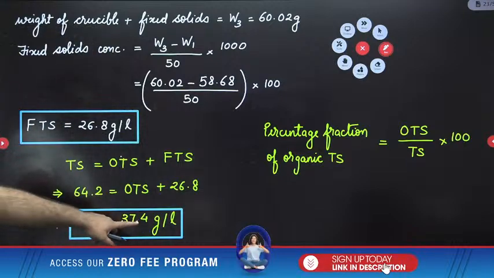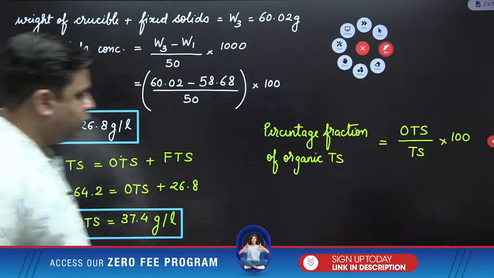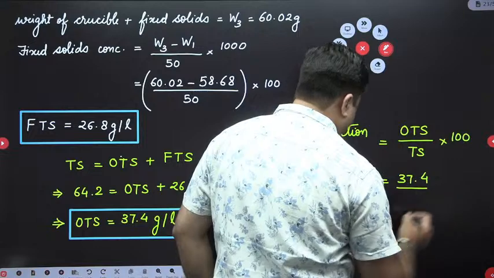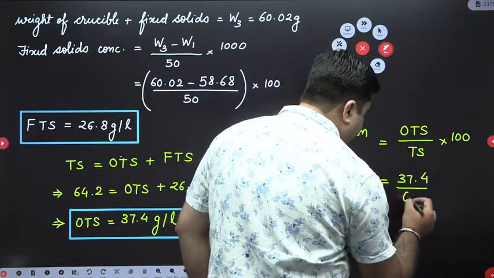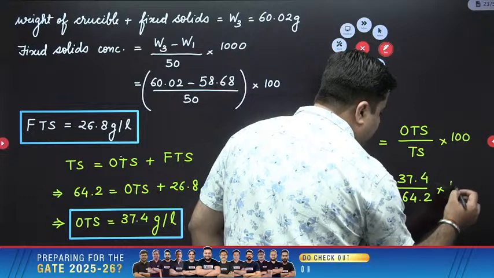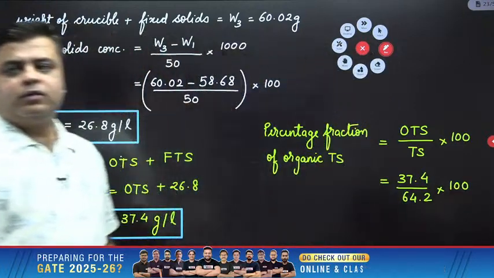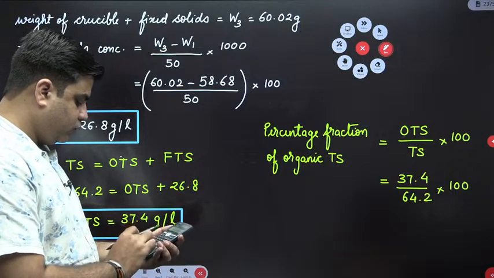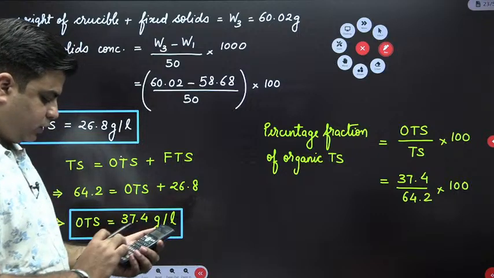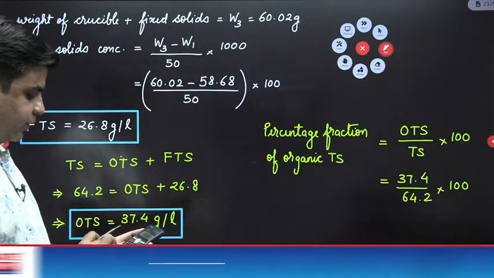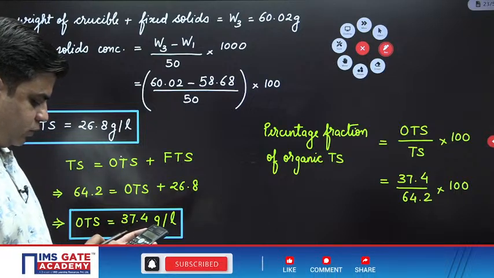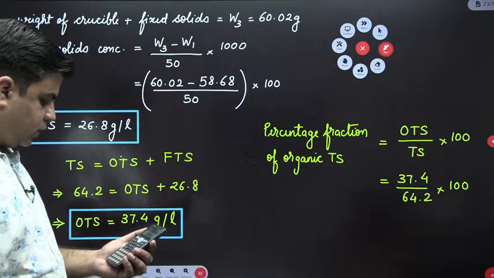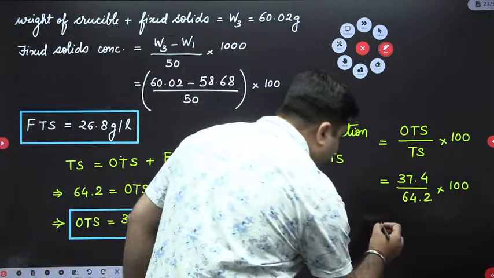So do this. 37.4 divided by 64.2 into 100. Please do this. So this will be 58.25%.